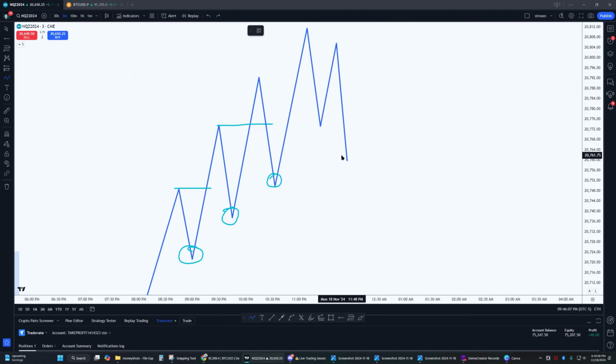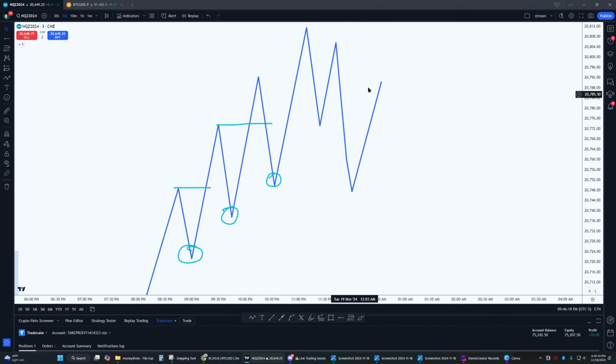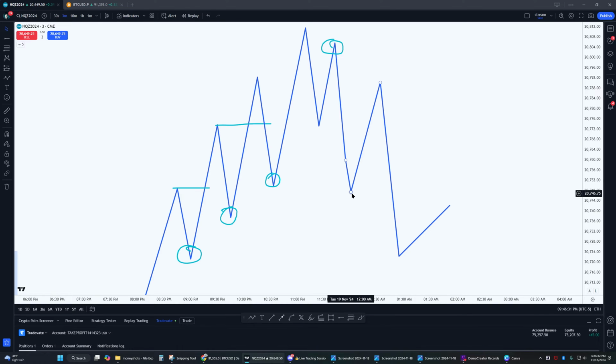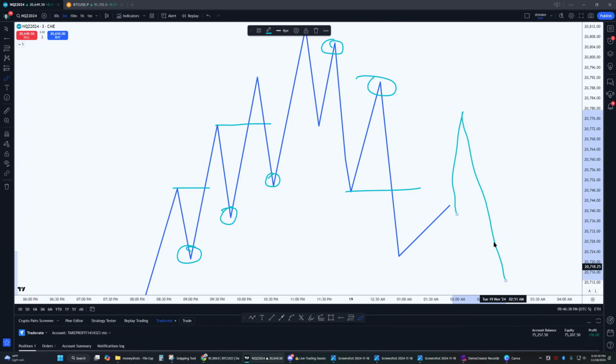So once price breaks below here, taking out that strong low, then comes back up, this now becomes your new strong high. And then you can short once it comes up into there, expecting a new lower low. This then becomes the new strong high. Price comes back up and continues, right?